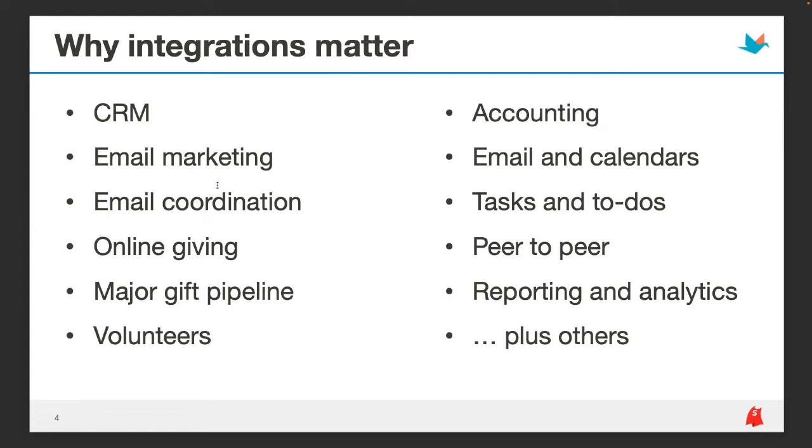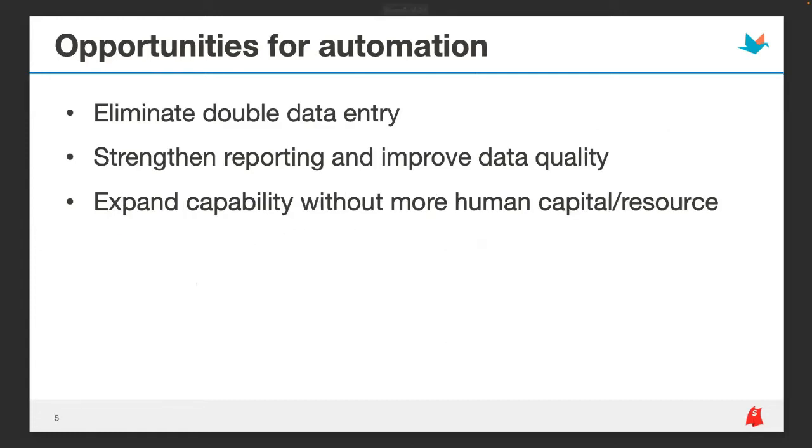Now, there are three primary opportunities for automation in nonprofits that are worth noting. First is eliminating double data entry. Most organizations have a goal of reducing data entry or double data entry, and we believe it should be eliminated. By eliminating the need for double data entry, your organization can free up time and valuable resource and refocus those efforts and that resource on activities that further your mission and drive fundraising.